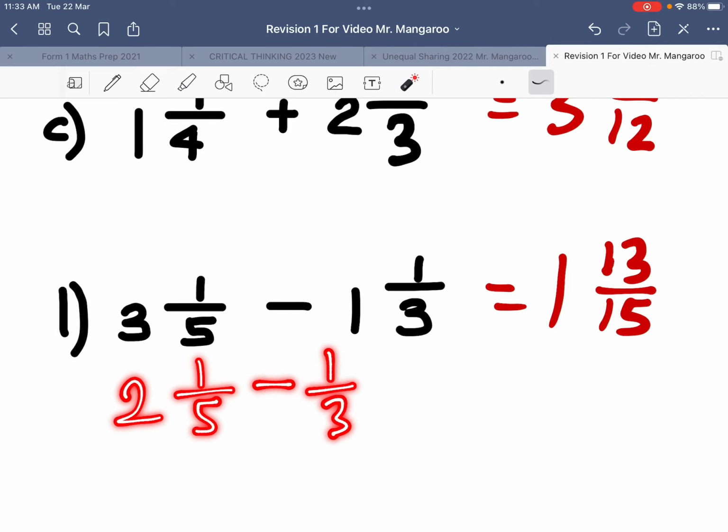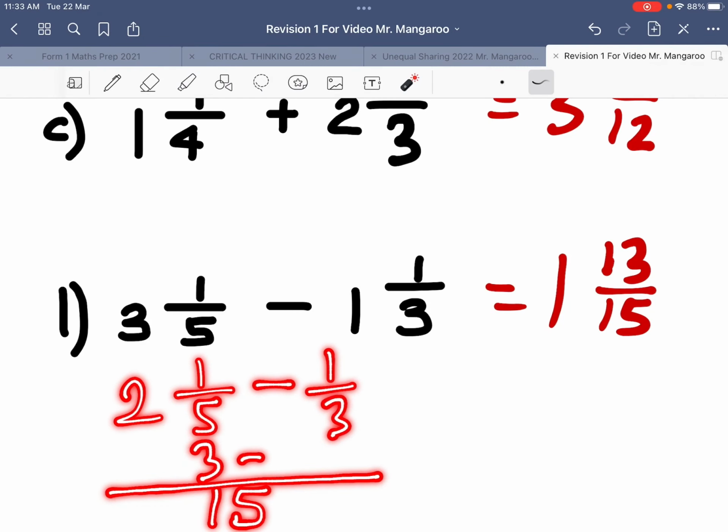But 1/5 cannot take away 1/3. We can use a denominator of 15. Right, if the numbers are small, you can even say 5 times 3. You can multiply the denominators. 5 times 3 is 15. Then we say 5 into 15 is 3. 1 times 3 is 3. Take away 3 into 15 is 5. 1 times 5 is 5.